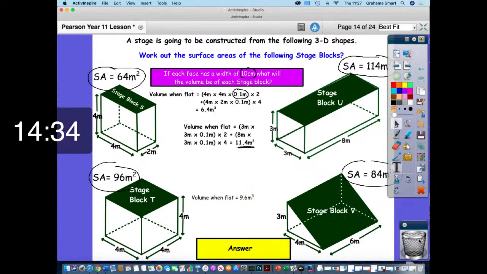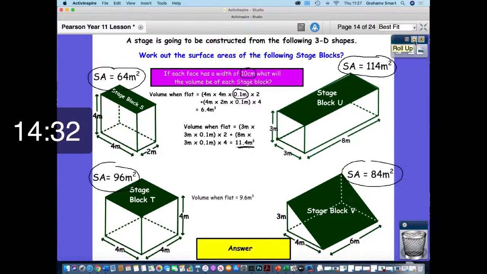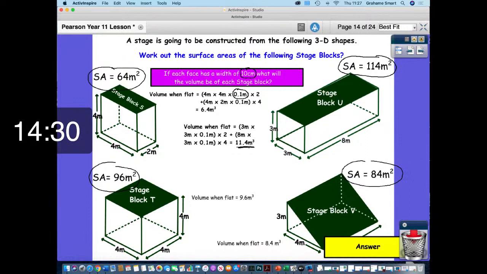9.6 metres cubed, and some of you will be saying it'd be 8.4 metres cubed for stage block V if it was flat packed, and indeed it is. So you can see there we've used the surface area and then we've linked it back to volume again.